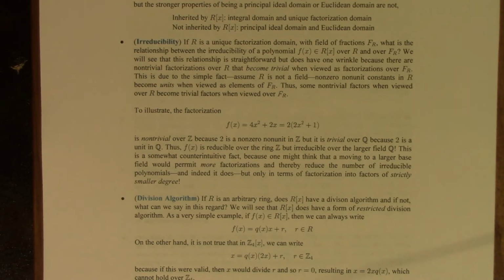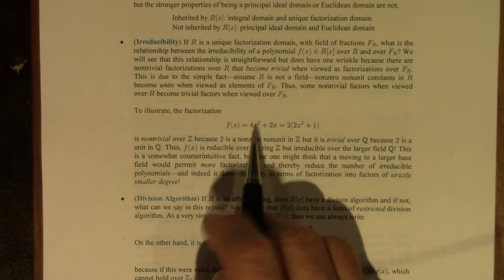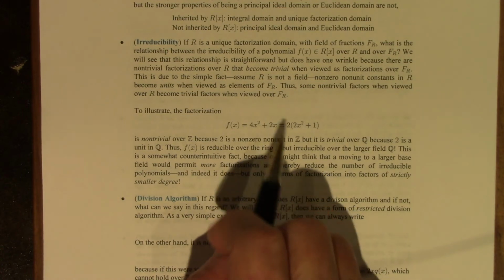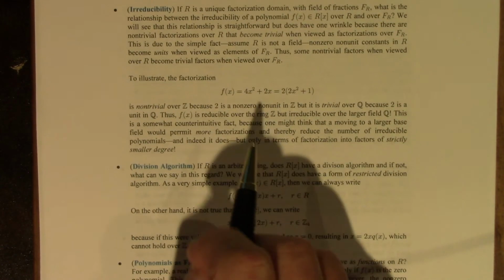And this is due to a simple fact, assuming R is not a field, in which case R would be F_R. Non-zero, non-unit constants in R become units when viewed as elements of F_R, the field. Every non-zero element is a unit in a field. So some non-trivial factors when viewed over R become trivial factors when viewed over F_R. And to illustrate, I know this could be confusing, coming pretty fast.